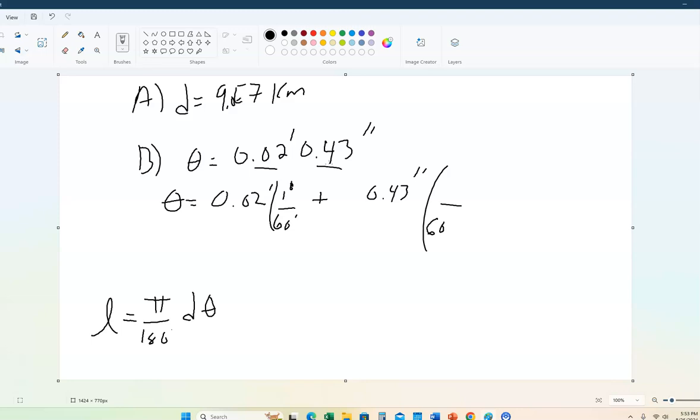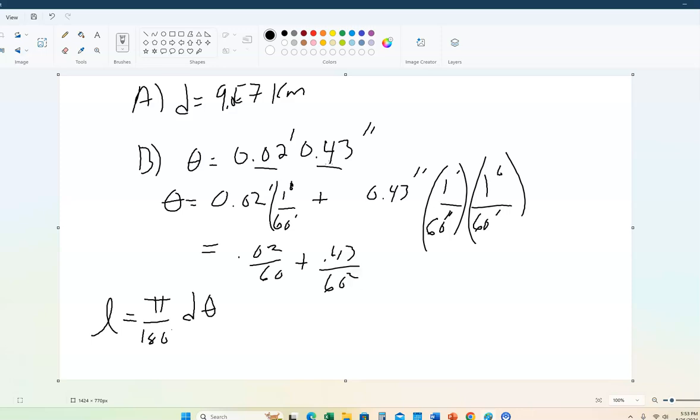Let me just prove that. Arc seconds, that's 2 hash marks. There are 60 arc seconds in 1 arc minute, and then there are 60 arc minutes in 1 degree. So this is all you do. You just say 0.02 divided by 60 plus 0.43 divided by 60 squared. That's going to be our angle, and then we're going to use that right here for theta.